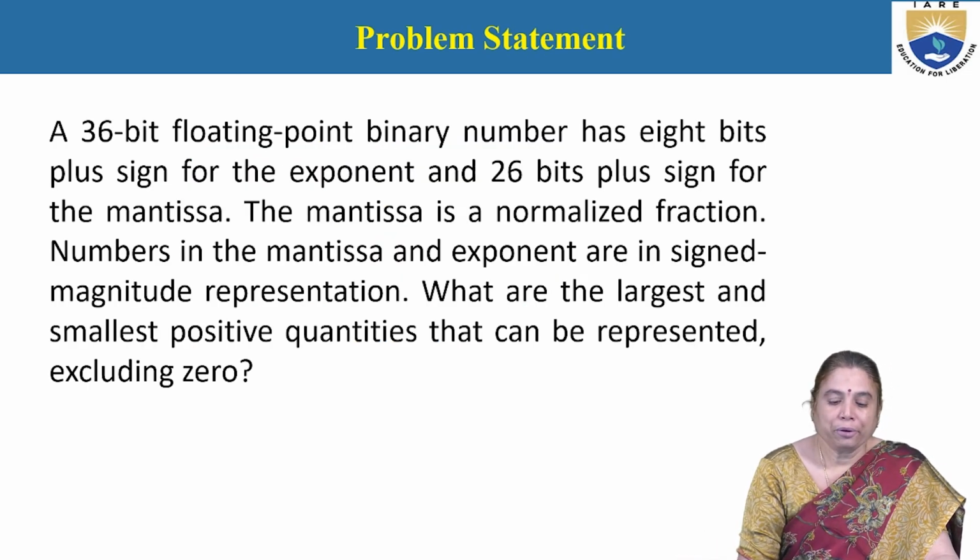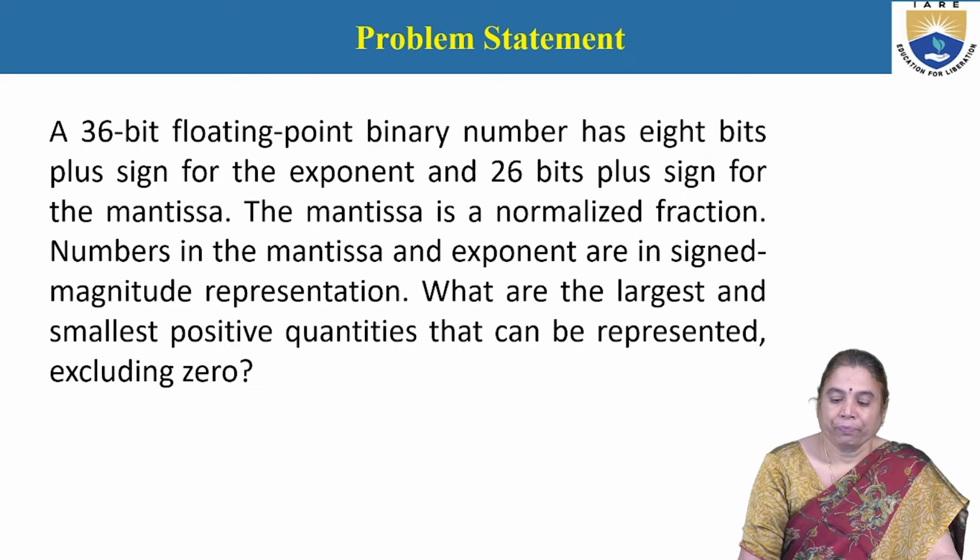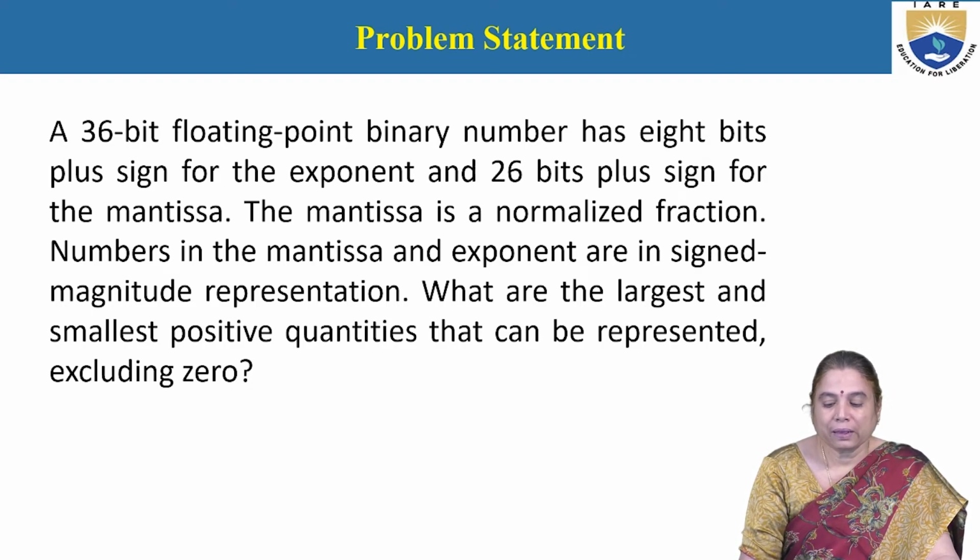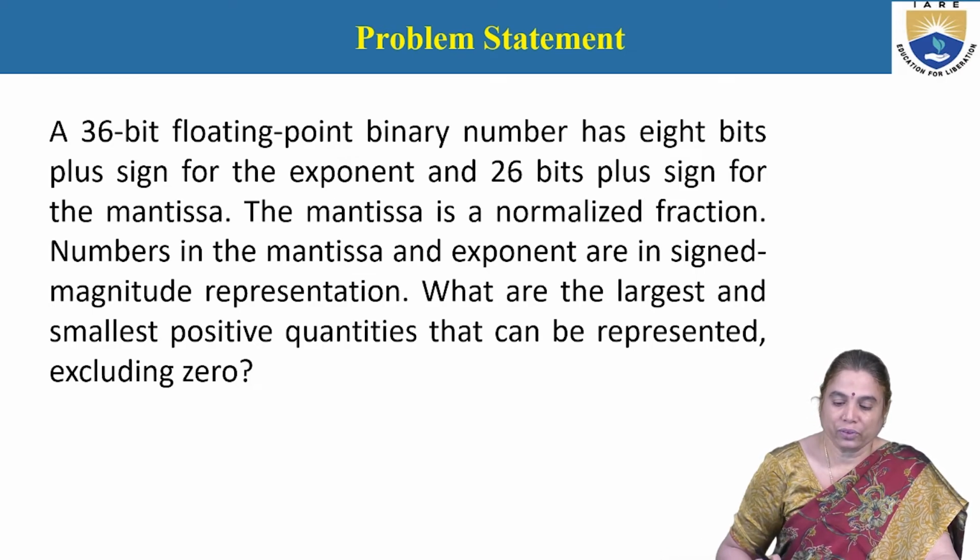Next, a 32-bit floating point binary number has 8 bits plus sign for the exponent and 26 bits plus sign for the mantissa. The mantissa is a normalized fraction. Numbers in the mantissa and exponent are in signed magnitude representation. What are the largest and smallest positive quantities that can be represented, excluding 0?